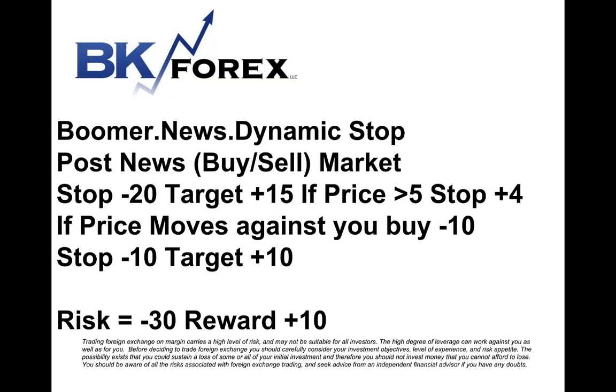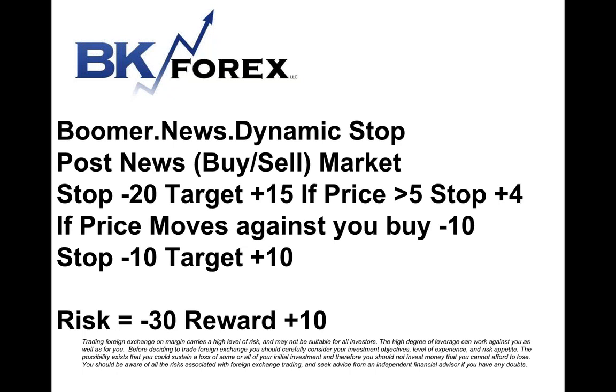We try to target a big pop back, right? So the stop is 20. The target now is plus 15 instead of plus 10. And now if the price goes to plus 5, we move the stop to plus 4, right? What happens, unfortunately, literally like 8 out of 10 times, is that you're going to get stopped out at plus 4. You're going to make a small amount of money, plus 4, almost all the time.